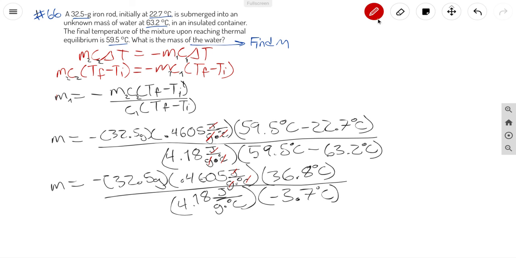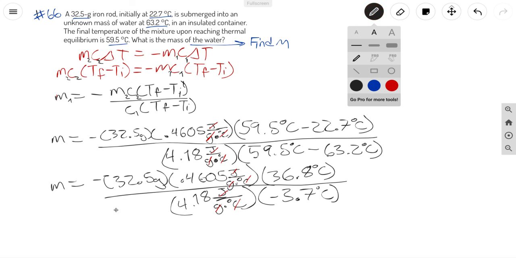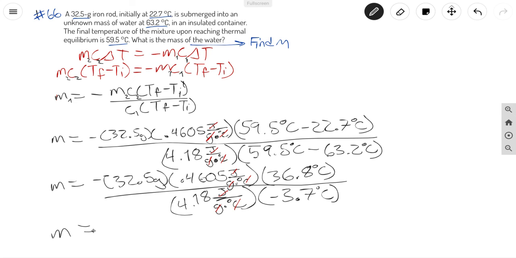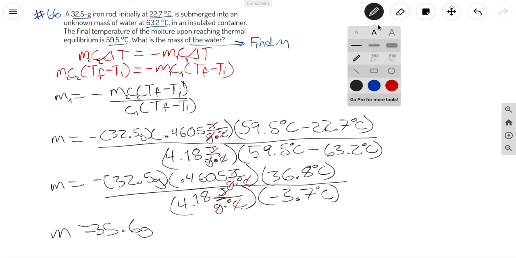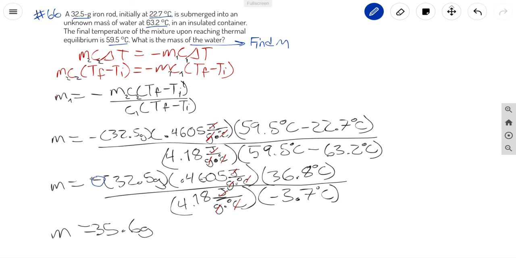Okay, so from here, you want to go ahead and solve the rest on the calculator. And your answer is going to be 35.6 grams. And notice how we have a negative here. Oh, we have a negative at the beginning, yet this negative will be canceled out by this negative. It all works out.